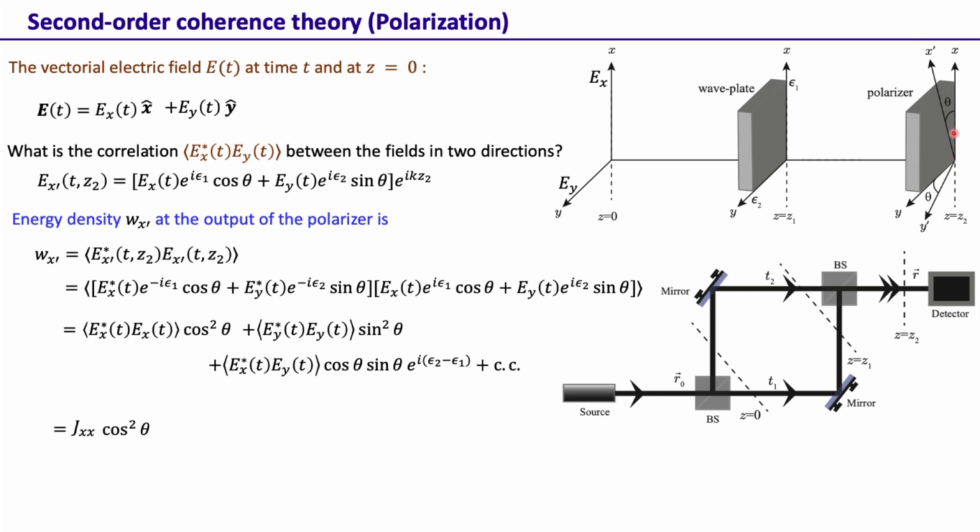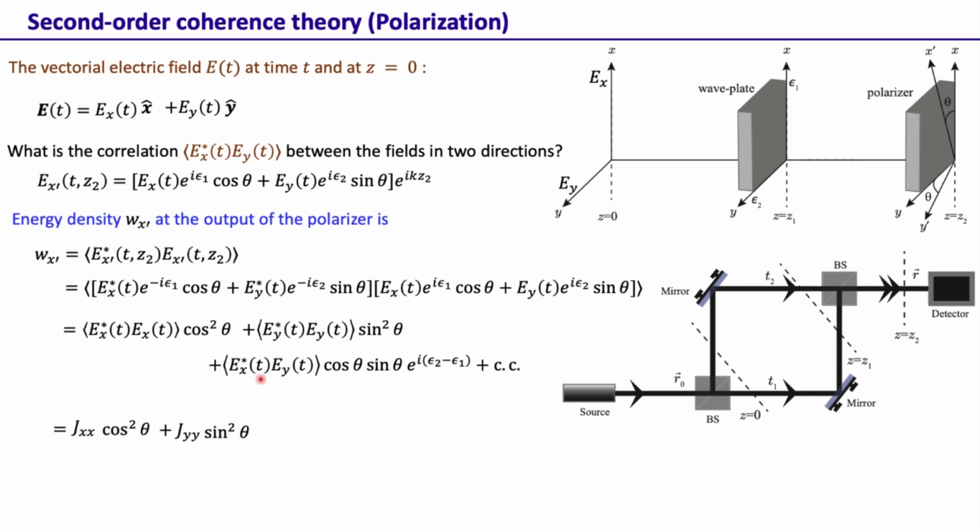So if the polarizer was oriented along x, then the whole field would be able to pass through the polarizer. But just because it is oriented at an angle theta, it's only the Jxx cosine square theta that passes through. Similarly, this E star y Ey, we are writing as Jyy, and that is the intensity at z equal to 0 in the y polarization. And since we have a polarizer here, the intensity that is able to go through the polarizer through y polarization is Jyy sine square theta, because this is 90 minus theta, and so that's sine theta.